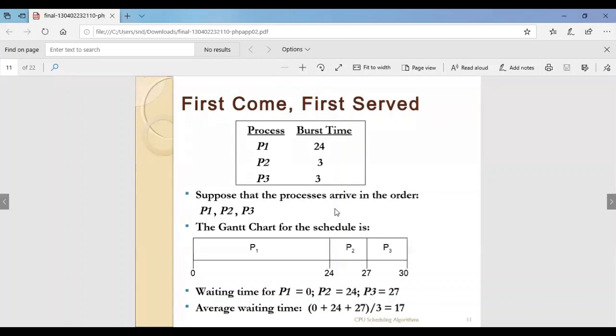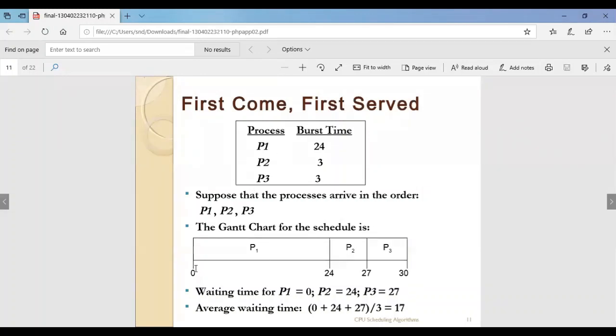Suppose the processes arrived in order. It is first come, first serve. Which process comes first? P1, P2, and P3. So we have to draw the Gantt chart. A Gantt chart for scheduling is a graphical representation of the processes.